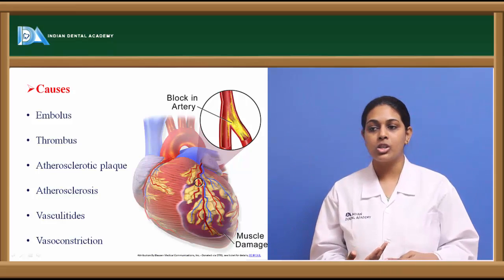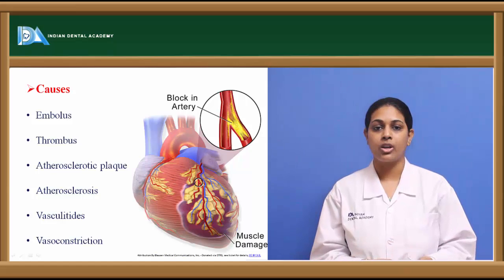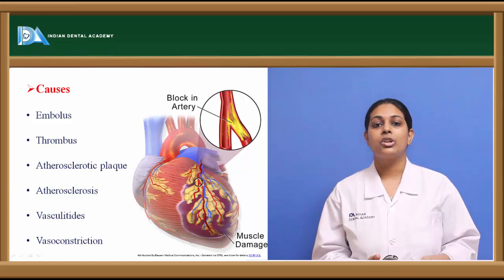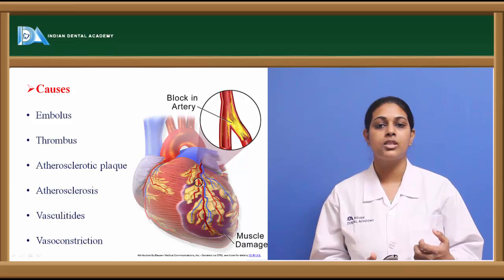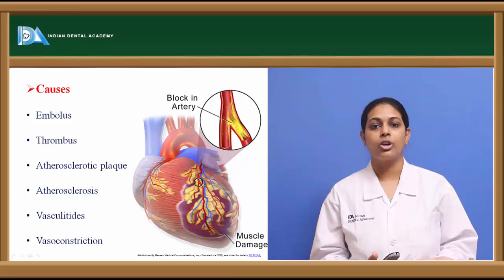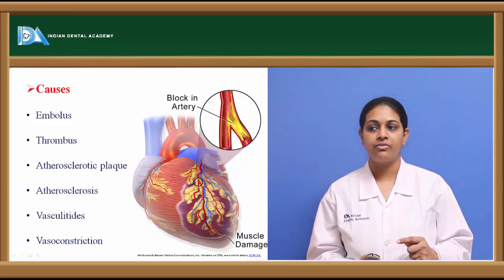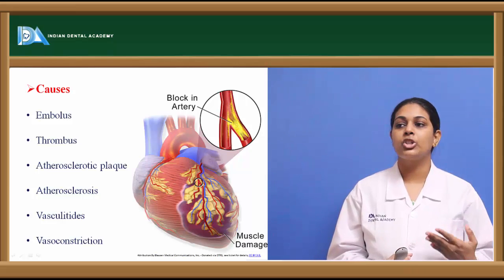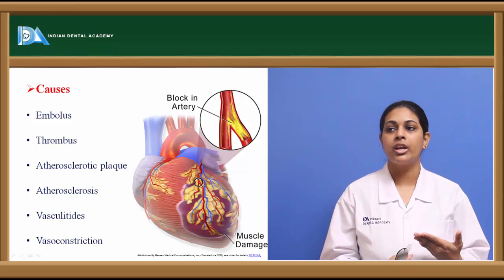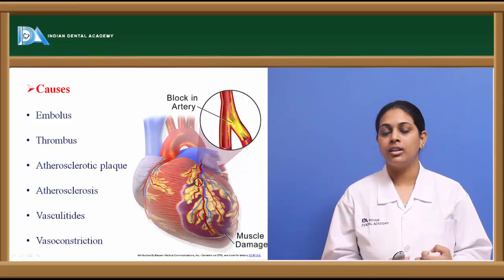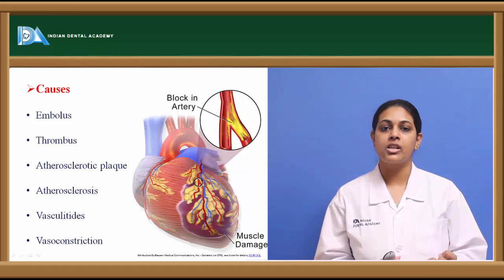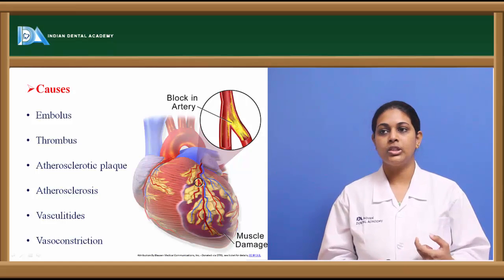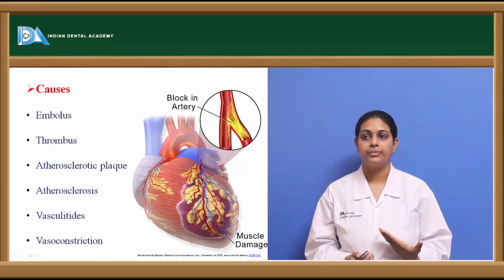Other than that, we also see vasculitides as well as vasoconstriction. When there's any constriction or shrinkage in the vasculature, this might also hamper the circulation of blood flow and result in infarction. On the right side, the picture shows a blockage in the artery, and this results in damage to the myocardium of the heart muscle, and this will result in infarction. So these are certain causes of infarction.